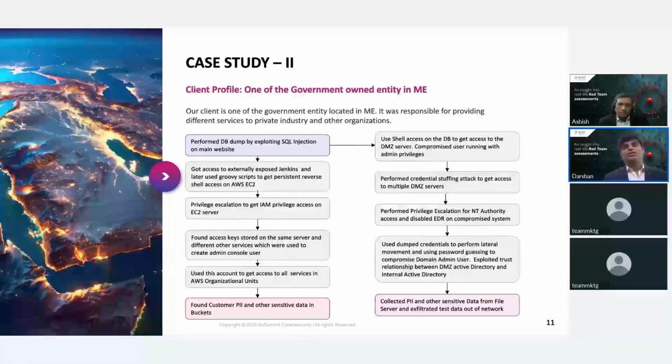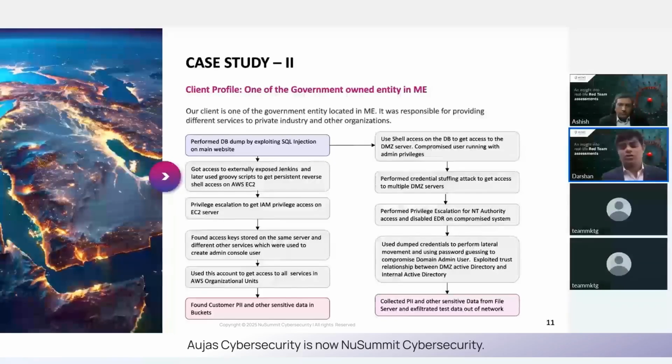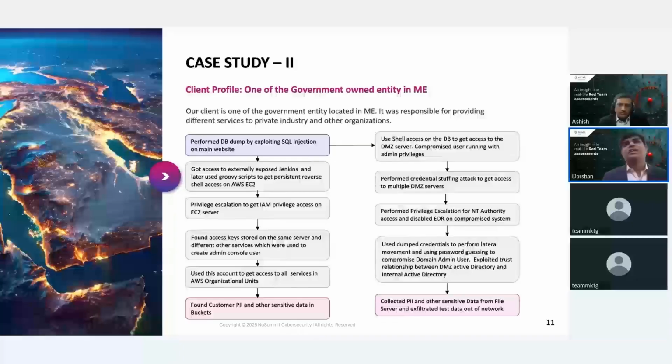We got access to their entire EC2 instances, S3 buckets, their entire AWS infrastructure. It was access equivalent to a root user. Sorry. So it was an access that was equivalent to a root user within the AWS console, right? Which basically gives us a perspective.